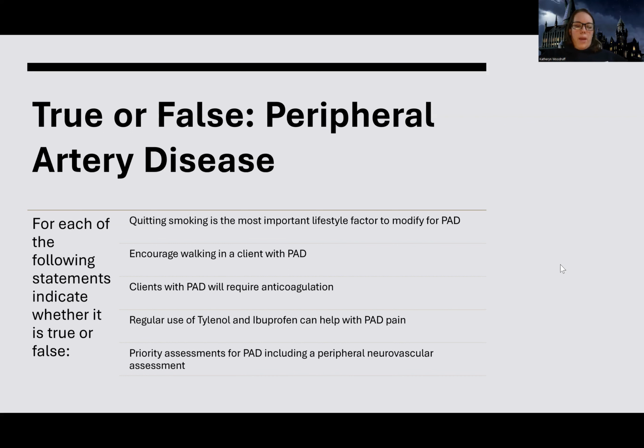Regular use of Tylenol and ibuprofen can help with PAD pain. I know they have pain in their legs, the intermittent claudication, but it's not a musculoskeletal kind of pain. So I don't think that ibuprofen and Tylenol can help. I think they need something that's actually going to help. Think of this like angina: we don't give people Tylenol or ibuprofen to help with chest pain, so why would we give it for PAD pain? So what do we give?